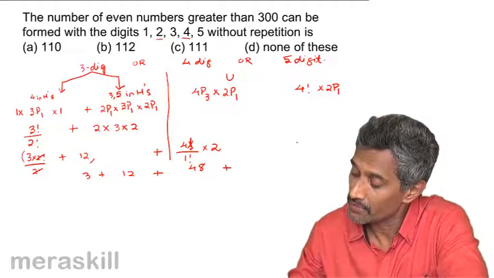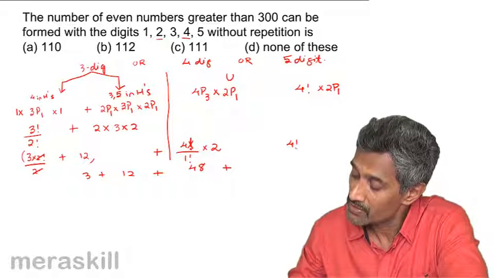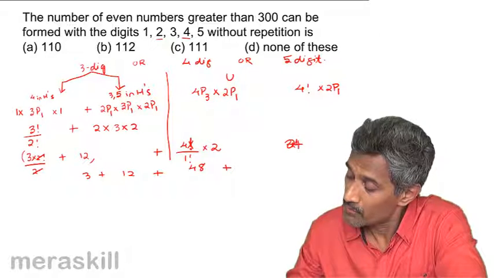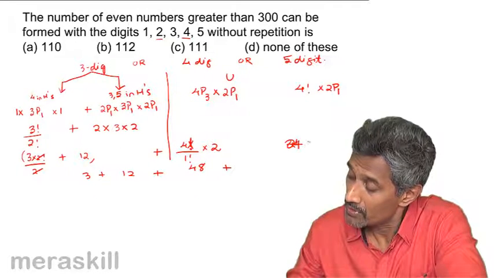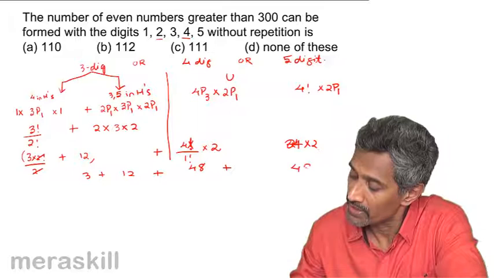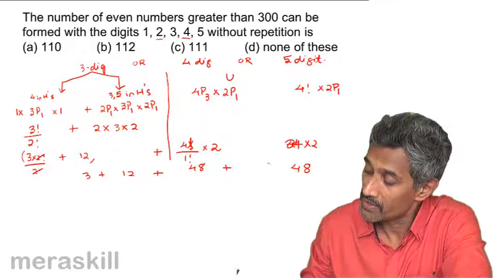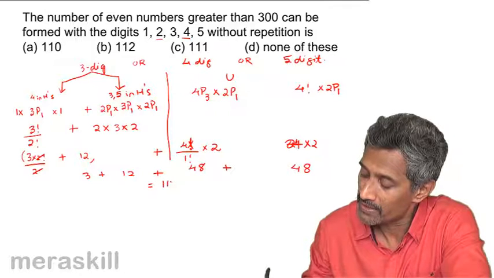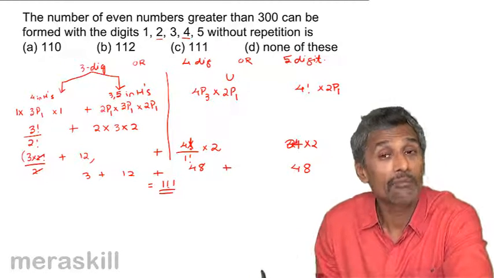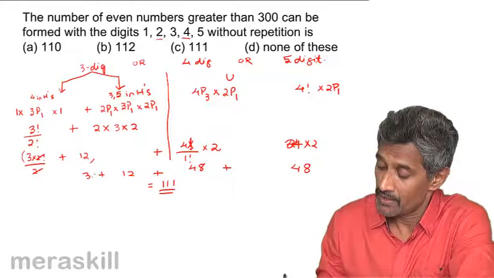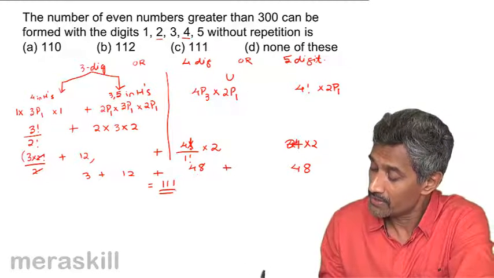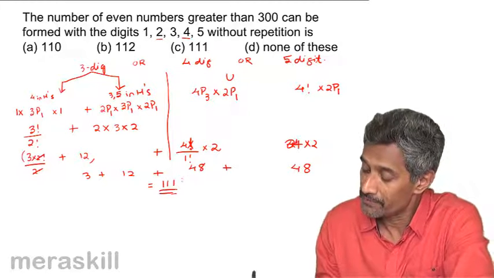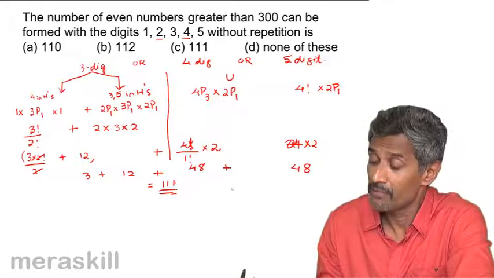So that is 4 factorial into 2P1, which is again going to be 24 into 2, so that is 48. So we had 48 plus 48, 96 plus 12, so it's going to be 101 such numbers that are possible in such a case. So that turns out to be 111 such numbers you have that can be possible to be made.